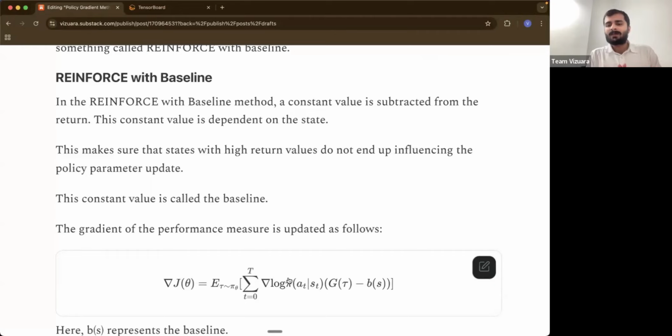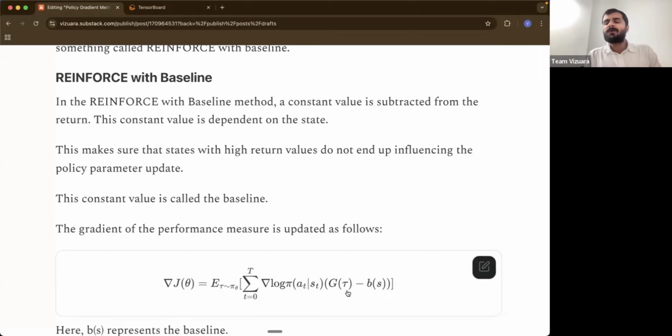from the return. So you can consider this baseline sort of like a normalization trick. If you have values like 2, 2000, 200, etc. in your measurements, and if you subtract the mean from the values, you are going to get normalized values, which are going to reduce your variance. So introducing a baseline was kind of similar.